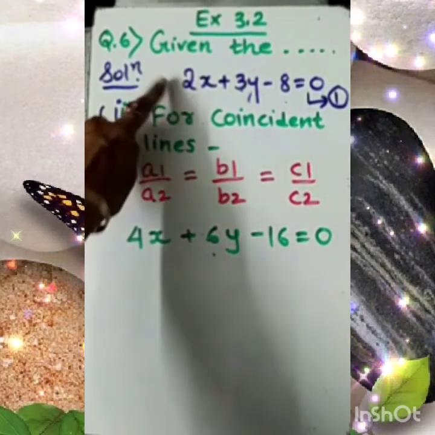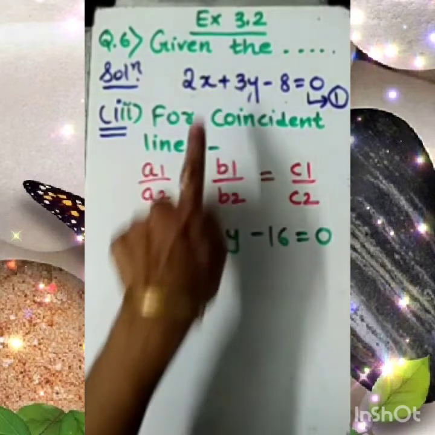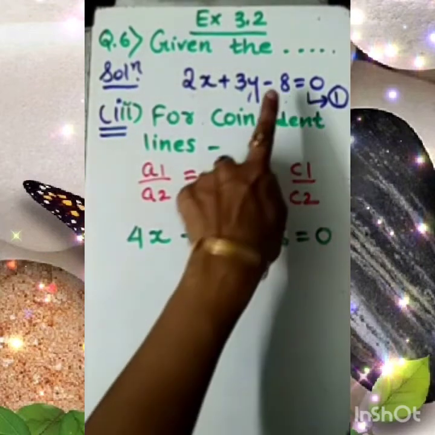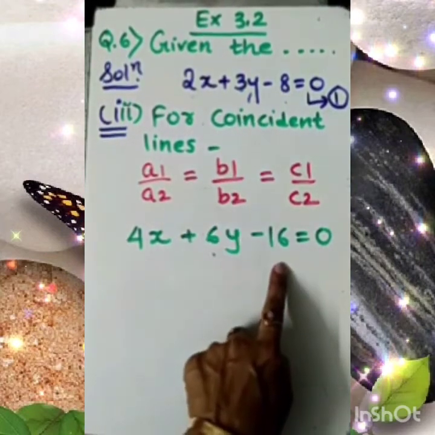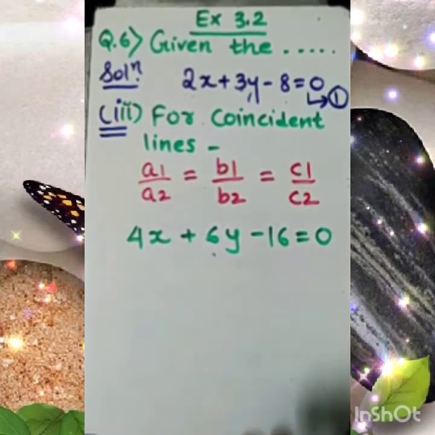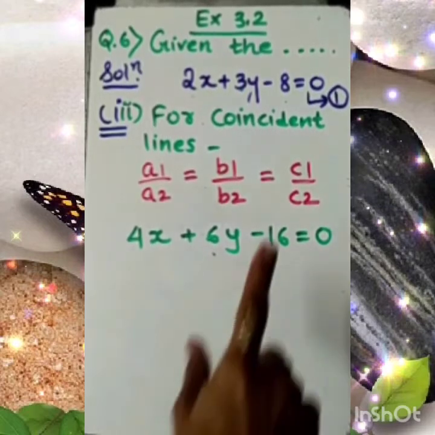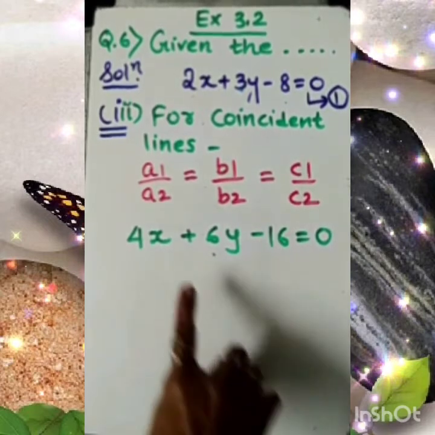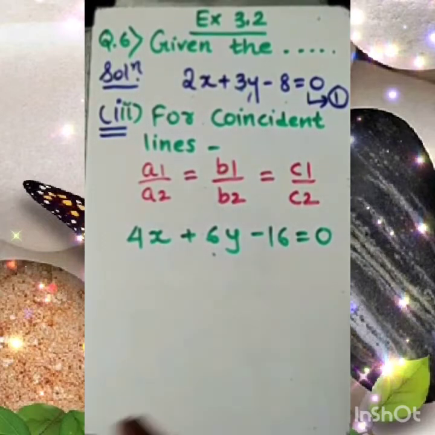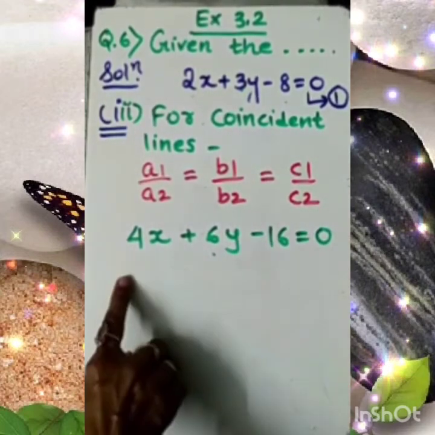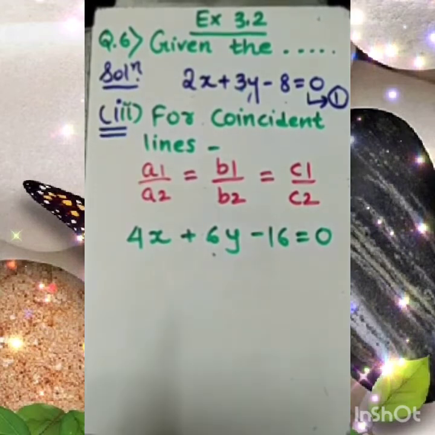Now you can confirm: 2 by 4 is 1 half, 3 by 6 is 1 half, minus 8 by minus 16 is also 1 half. So there are so many such equations we can write which satisfy the given condition. It is not necessary that all of your answers are similar. It varies from person to person according to choice. The second linear equation can be written this way. This is the technique by which we are able to write the second linear equation.